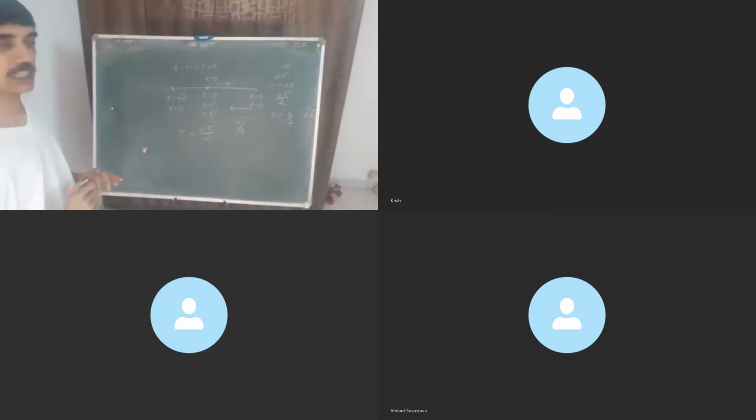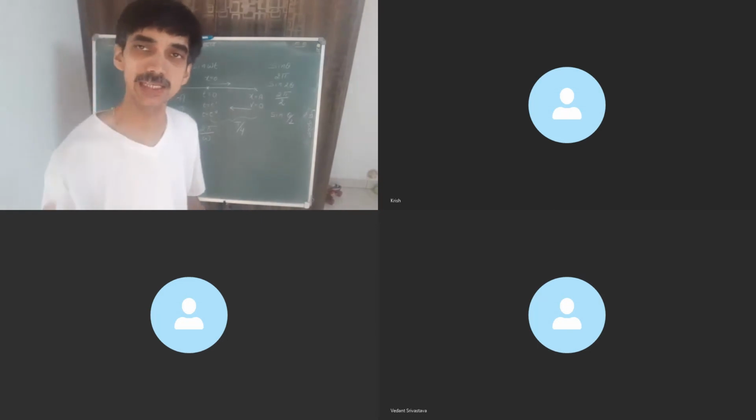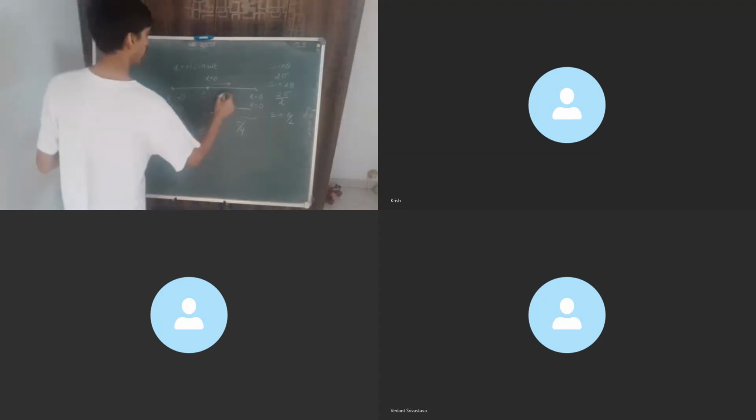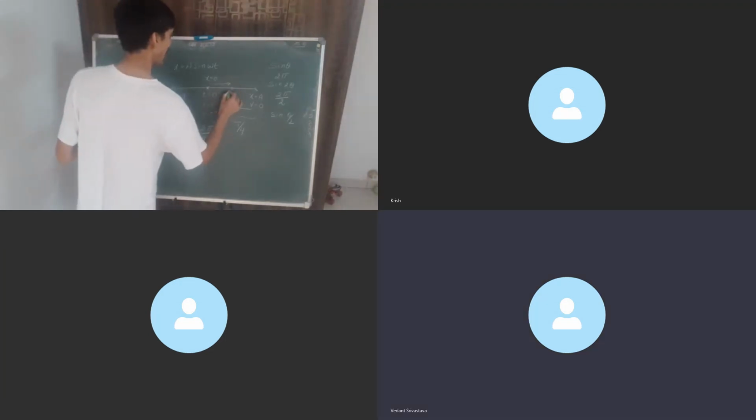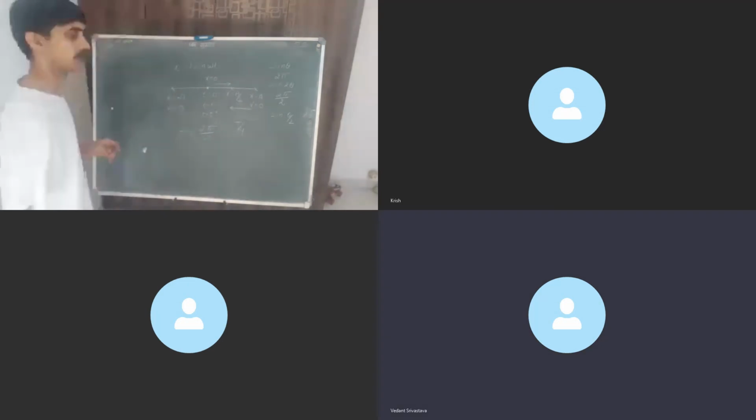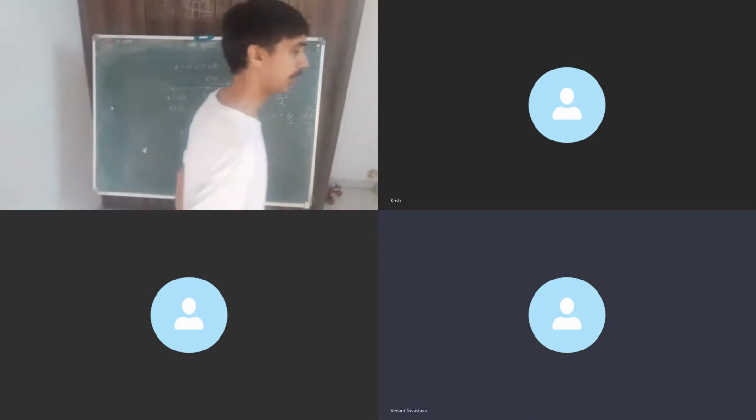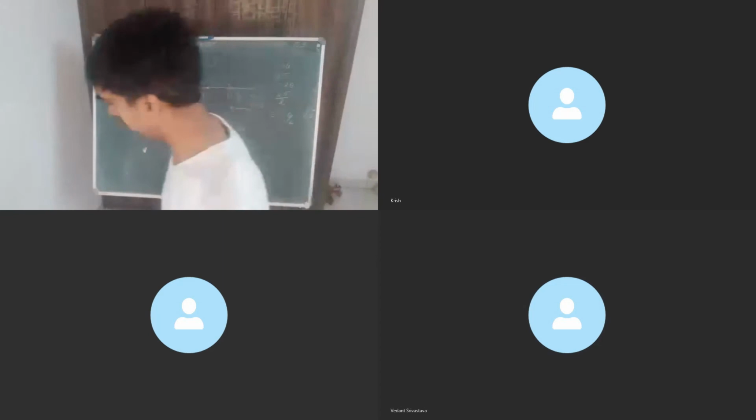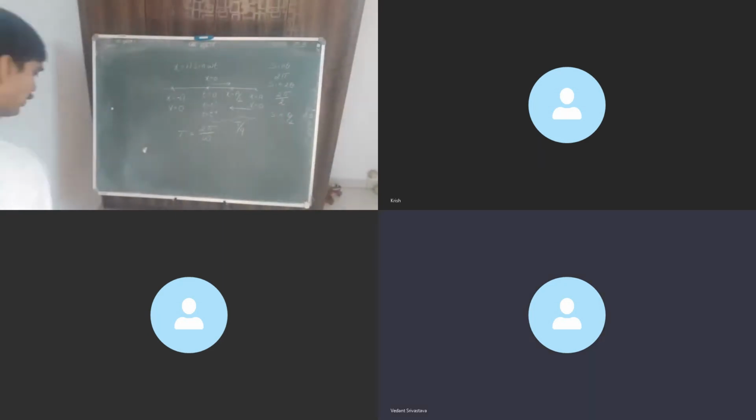this particle will take capital T by 4, where capital T is the time period, correct? Can you tell me what time will it take to move from 0 to A by 2? T by 8? Vedant is going with T by 8.